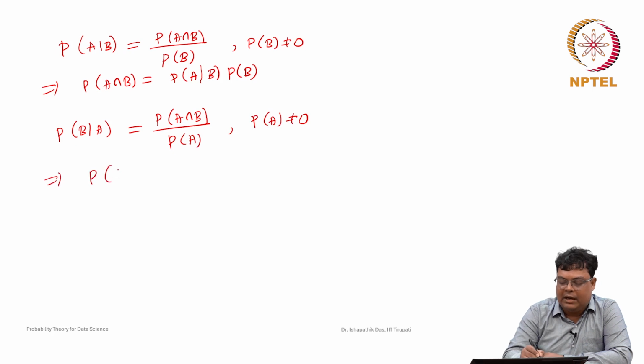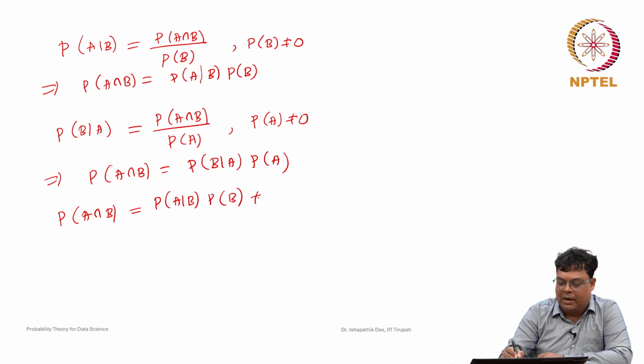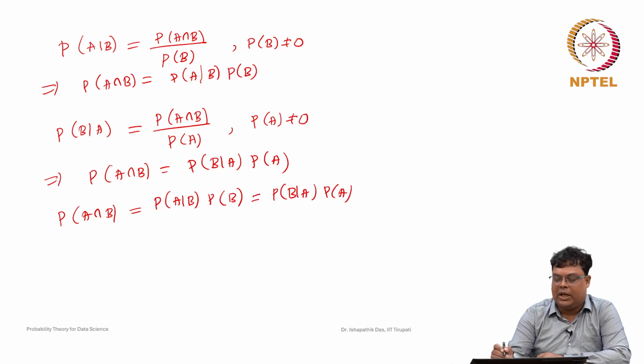From here we get that probability of A intersection B is nothing but probability of B given A into probability of A. Hence, probability of A intersection B can be represented in two ways: probability of A given B into probability of B, which is equal to probability of B given A into probability of A. So, this is one relationship.